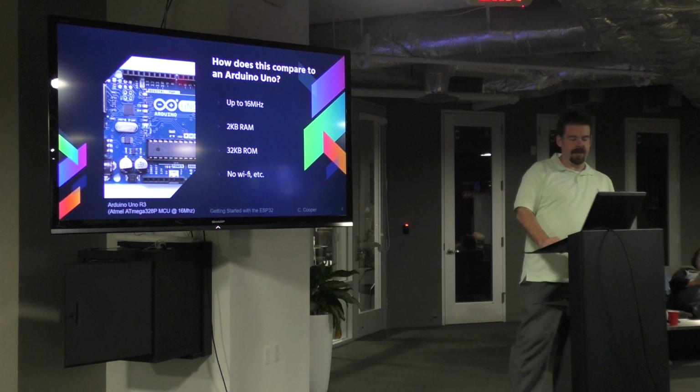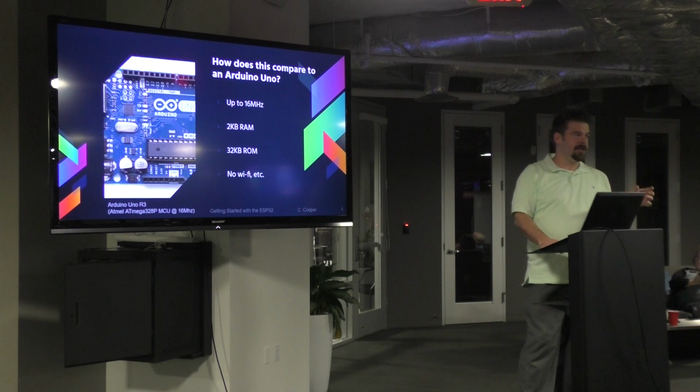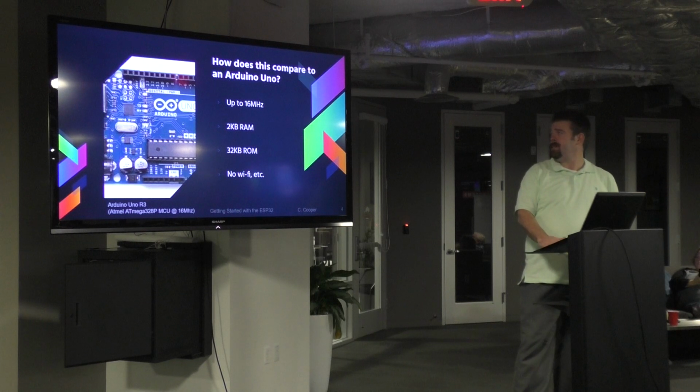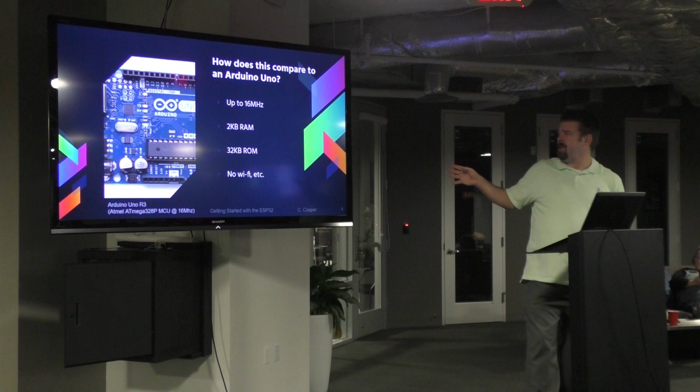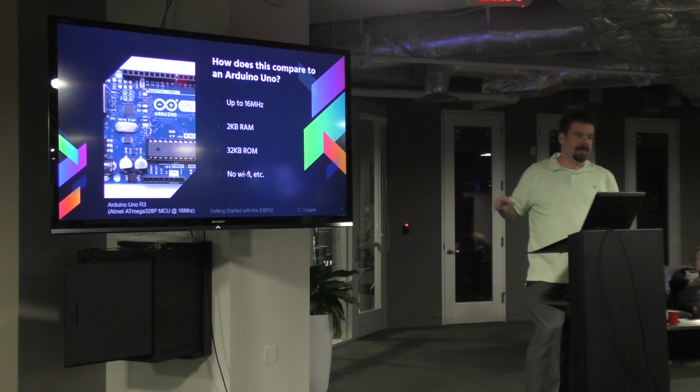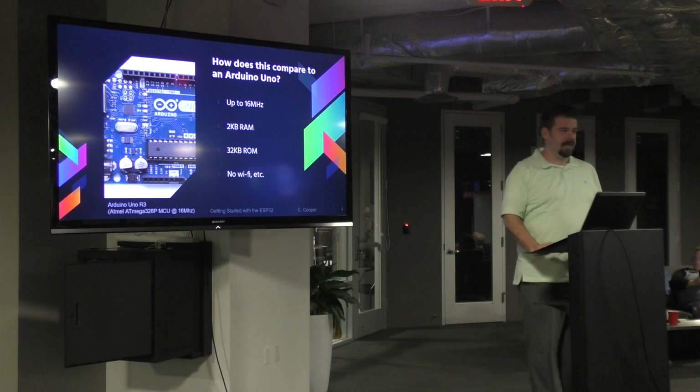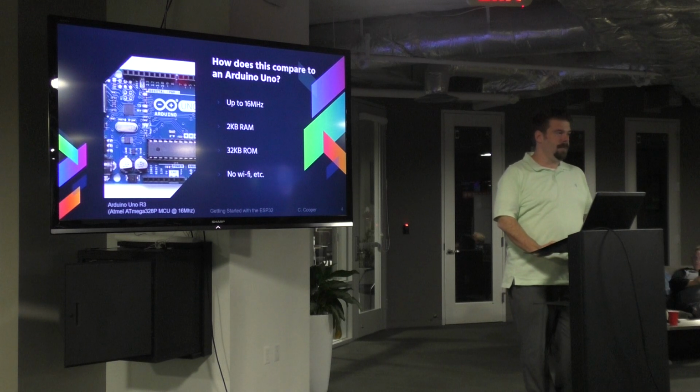So we kind of covered this, but here's a picture of an Arduino Uno board. If you're familiar with that, it's very popular in the hobbyist community. It uses Atmel AVR chips, kind of like the ATtiny that I brought up. This one's a little bit more capable than that ATtiny, but it only runs up to 16 megahertz, has 2K of RAM, 32K of ROM, and doesn't have Wi-Fi or anything like that. There are a bunch of applications where a chip like this would be totally useful and is the right solution, but it's more limited in comparison to what the ESP32 could do.